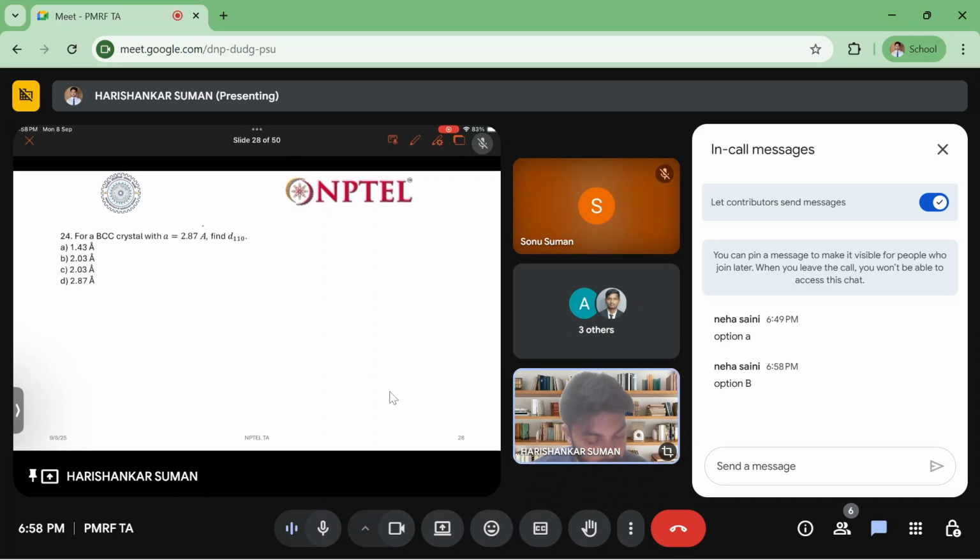Let's see the answer. The answer will be C. Oh, both are the same. So answer B and C are the same option. Yeah, this is the correct answer. Just a simple calculation.